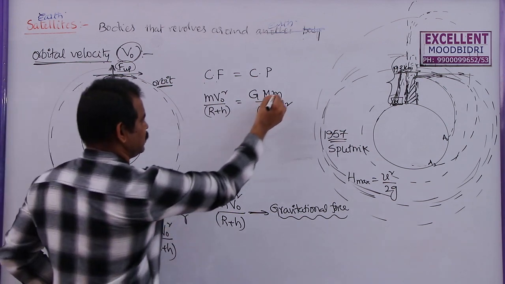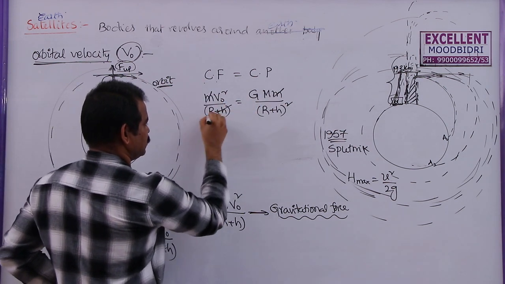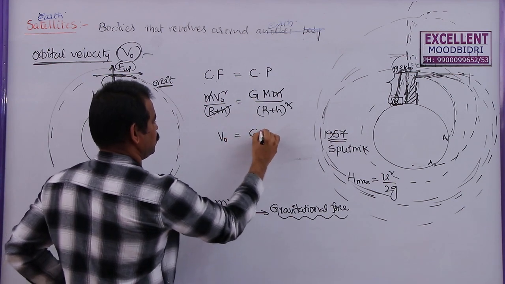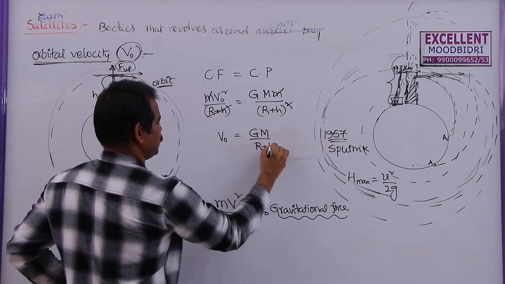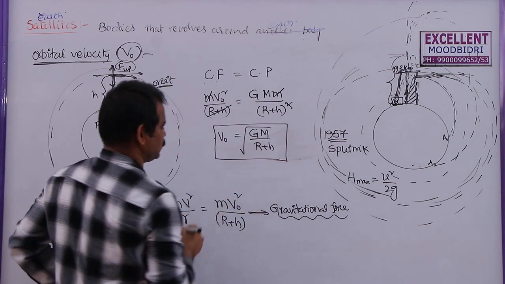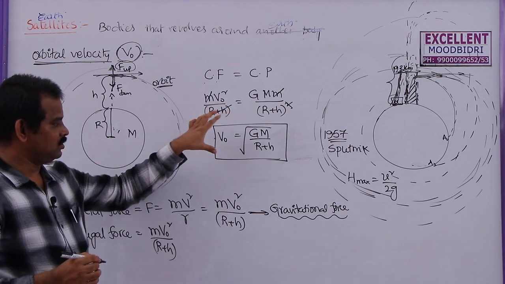So now you can cancel this m and m. You can cancel this r plus h and r plus h. So v naught square is equal to GM by r plus h, or v naught is equal to root over GM by r plus h. So this is the orbital velocity of the satellite.